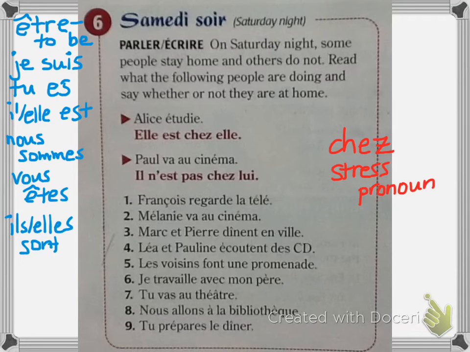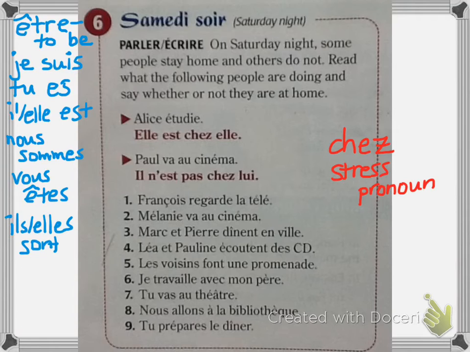Okay, so for number 1, we have François regarde la télé. Il est chez lui. Okay, because if François is watching TV, he is at his house. He might not be, so it also would be fine if you had il n'est pas chez lui. Number 2, Mélanie va au cinéma. Elle n'est pas chez elle. Number 3, Marc et Pierre dînent en ville. Ils ne sont pas chez eux.